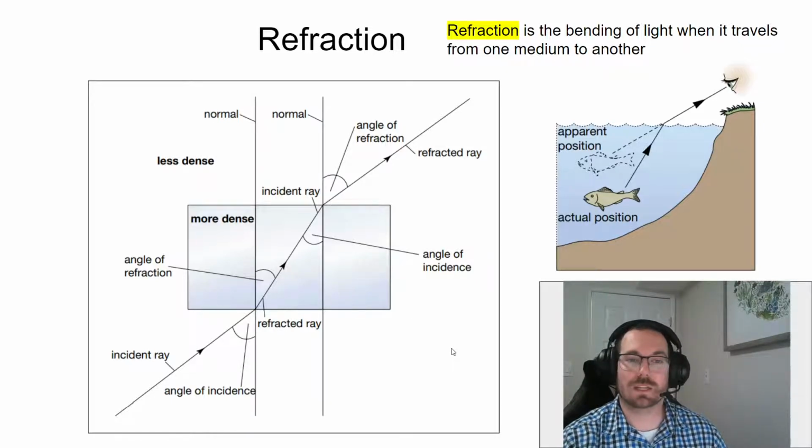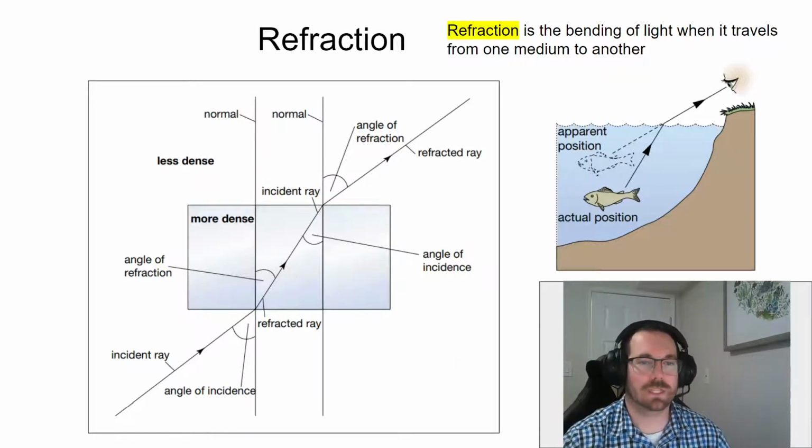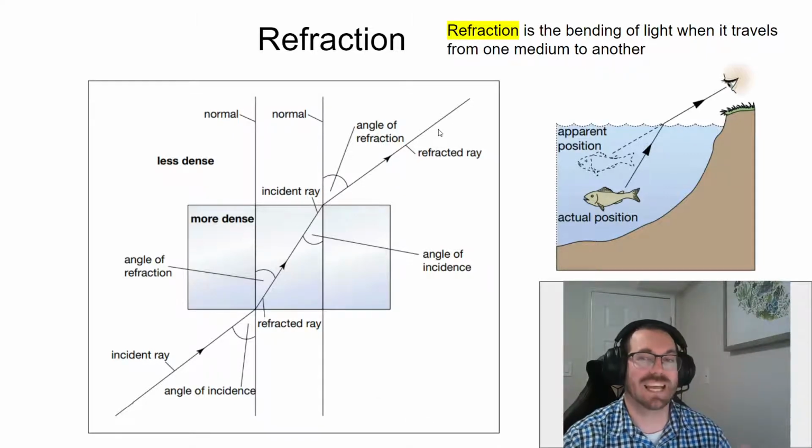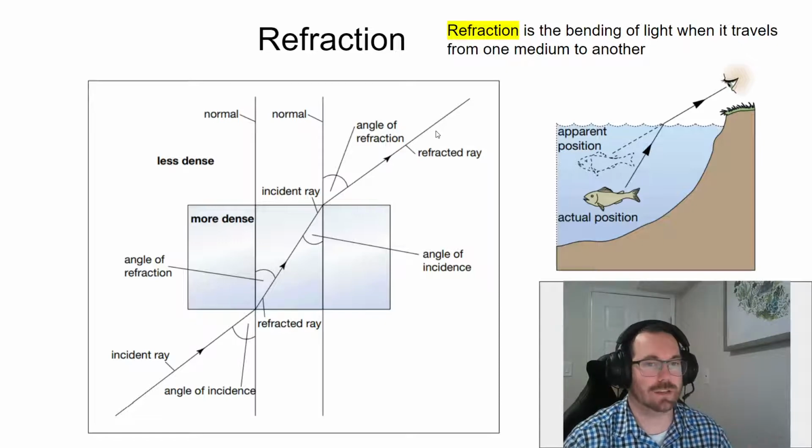How much bending occurs depends on the type of material through which the light travels. The new direction of the light is called the angle of refraction, right? Instead of the angle of reflection, like we talked about with reflection, this is the angle of refraction. Makes sense. When the angle of incidence, I, just like we had before, increases, the angle of refraction also increases.